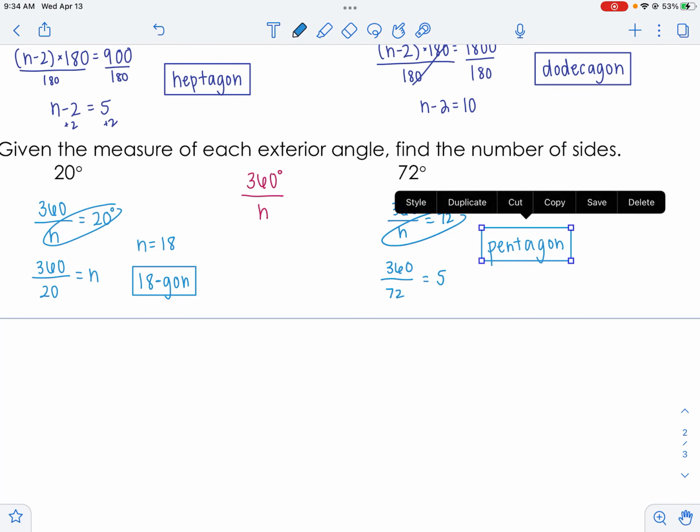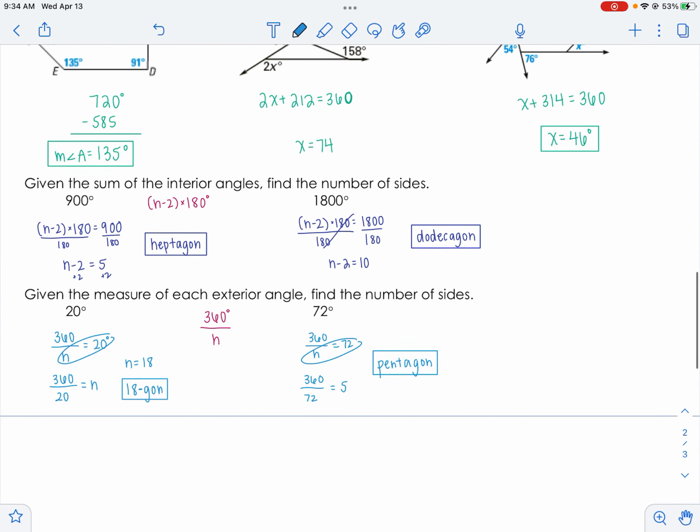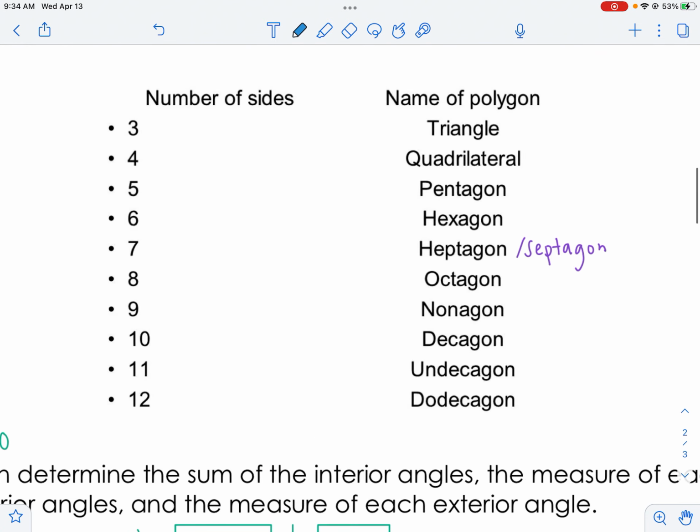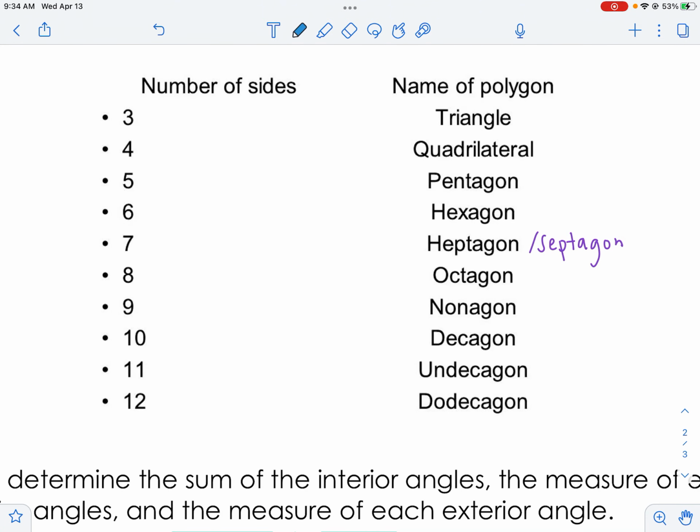So don't forget to use those formulas for your benefit, and just remember that n is the number of sides. So if you're not too familiar with these names of polygons and the number of sides, I would take a look at this before starting on your practice.